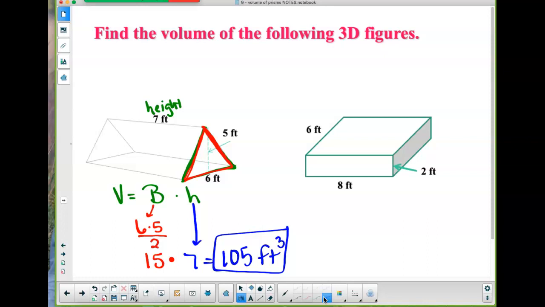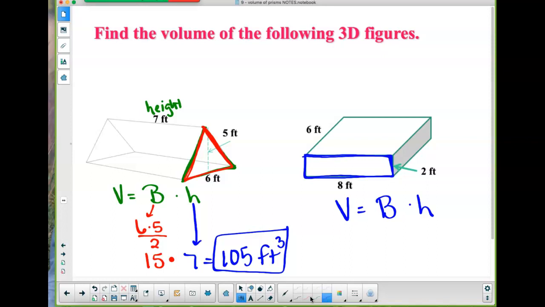Okay, so look at the next one. What shape is the next one? Kayla. Rectangular prism. Doesn't matter which side I choose for the base. It really doesn't. So I'm going to pick this side right here. I'm going to call this my base. Okay. So to find the volume, it's area of the base times the height. We're going to use that over and over and over.